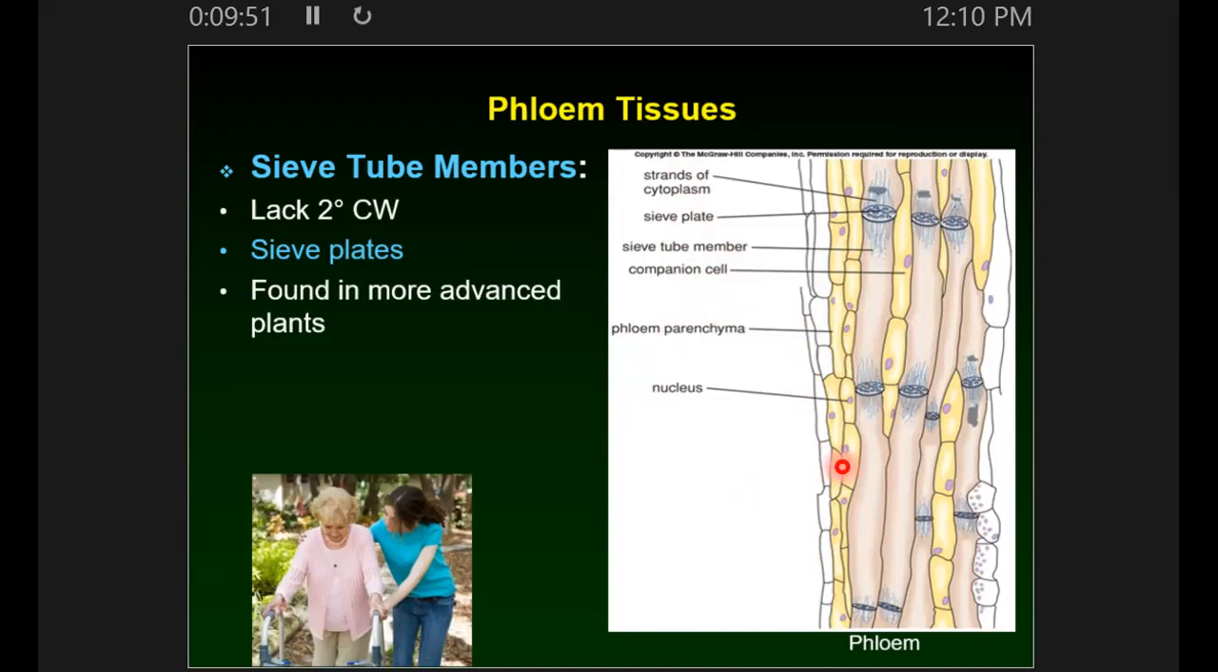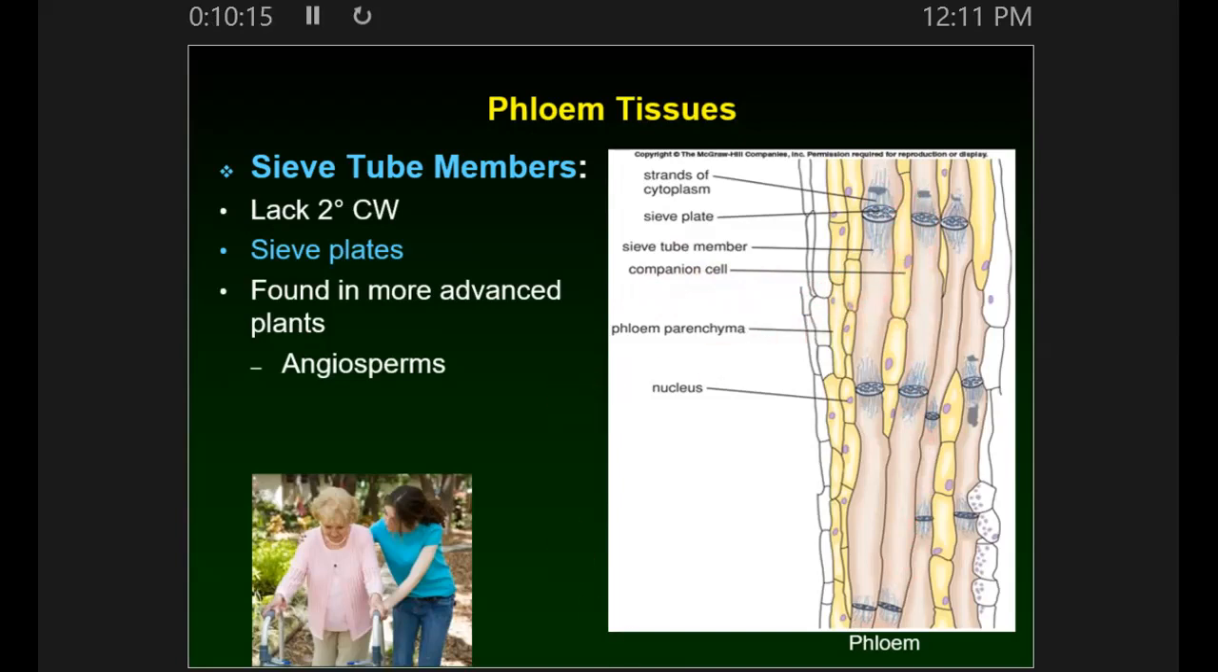Angiosperms being the flowering plants, they're the more advanced plants, evolutionarily speaking. All right, now something else on this drawing that I want you to key in on is the companion cells. These are yellowish, right next to the sieve tube members.